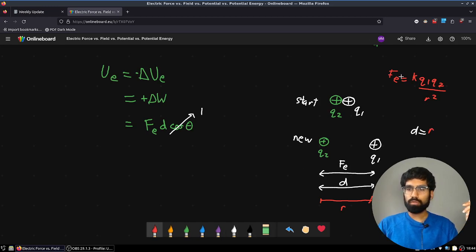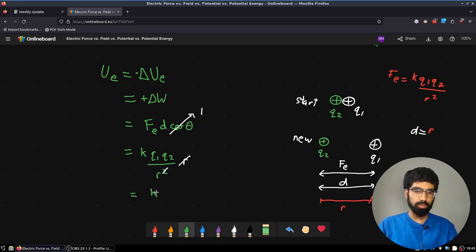So now we're just going to take what we have and plug it in. That's all we have left to do. So for electric force, we're just going to take this stuff over here and plug it in. And D, we're just going to replace with R. You can see by multiplication this thing and this thing cancel out, and we're left with the formula for electric potential energy.